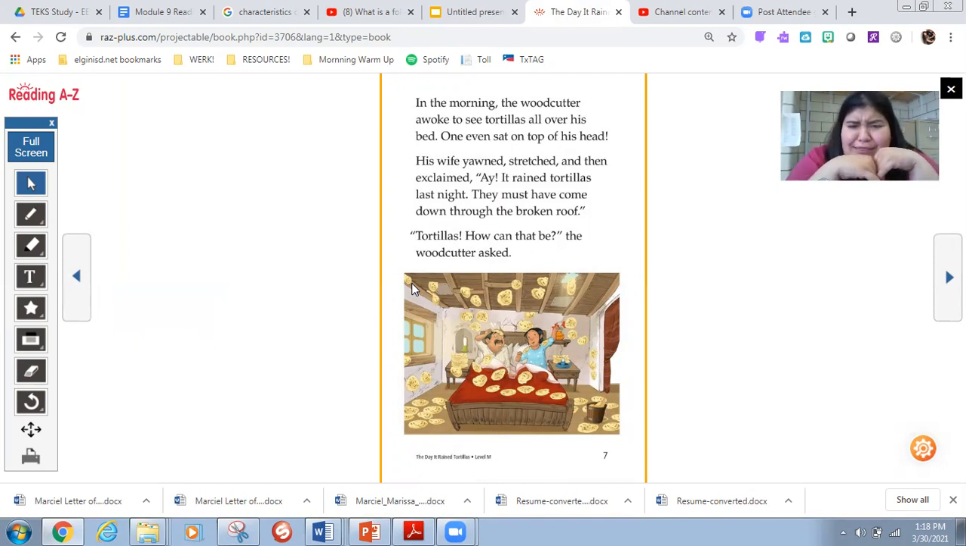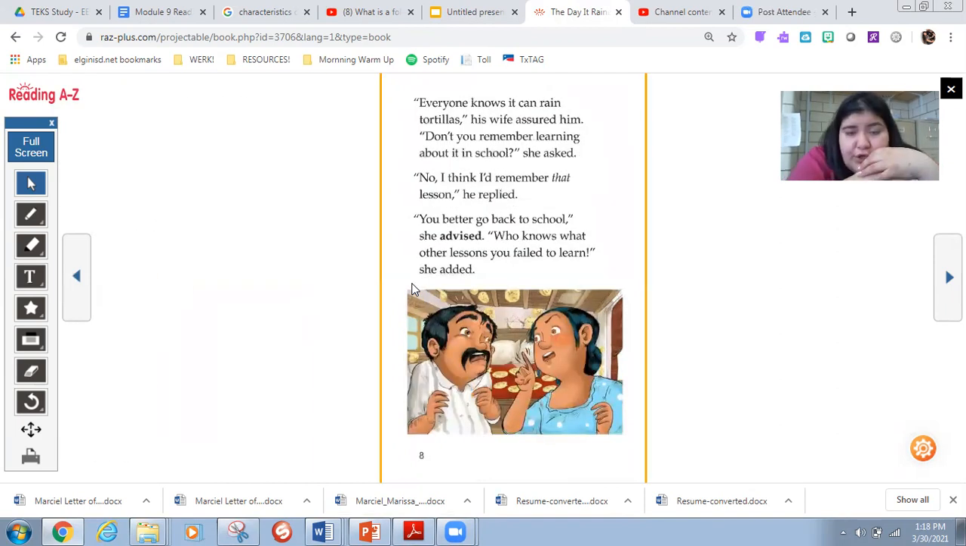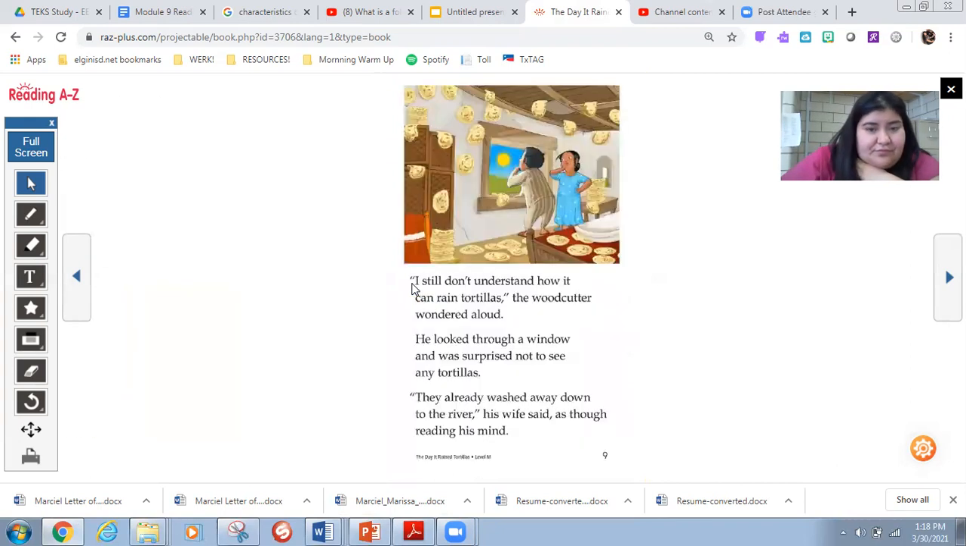"Tortillas? How can that be?" the woodcutter asked. "Everyone knows it can rain tortillas," his wife assured. "Don't you remember learning that in school?" she asked. "No, I think I'd remember that lesson," he replied. "Well, you better get back to school," she advised. "Who knows what other lessons you failed to learn," she added.